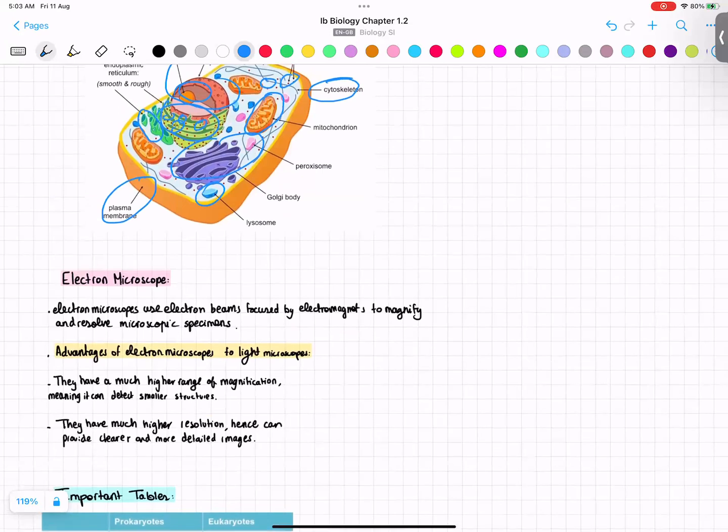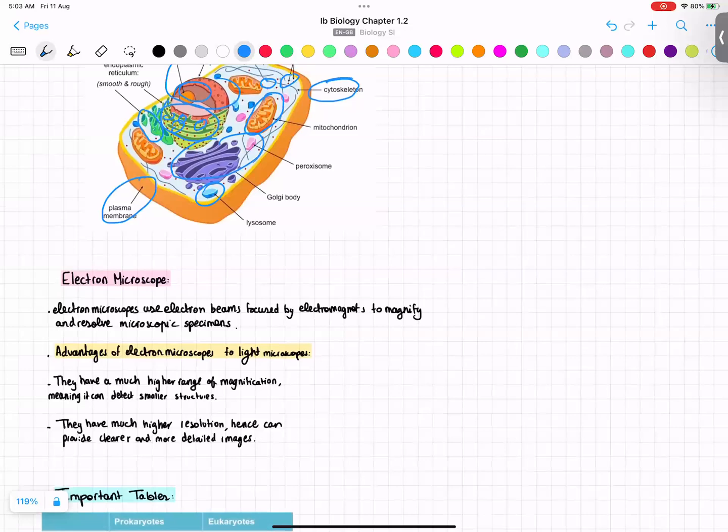So firstly, the electron microscope uses electron beams focused by electron magnets to magnify and resolve microscopic specimens. Like I said, I mentioned the definition of resolution in my video in section 1.1, but basically resolution is when you are able to distinguish between two objects, and if you are not able to tell them apart, it means that they are one object.